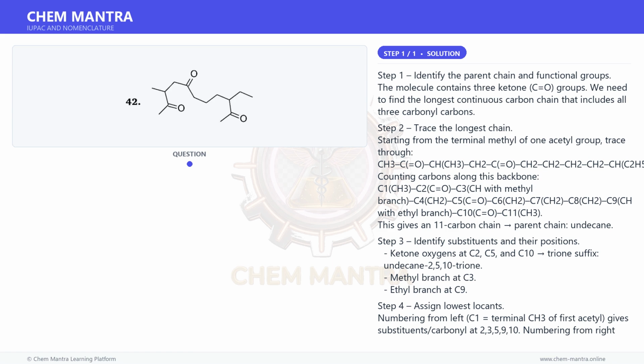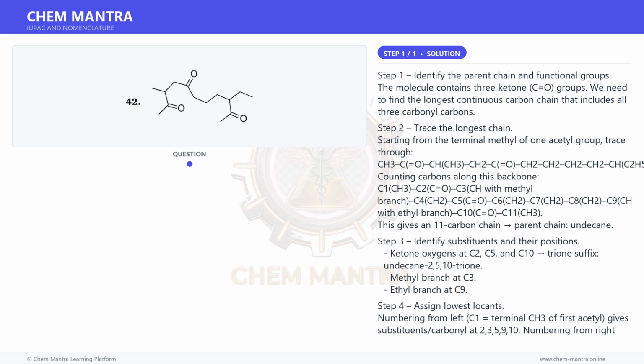Step 3. Identify substituents and their positions. Ketone oxygens at C2, C5 and C10, trione suffix, undecane-2,5,10-trione. Methyl branch at C3. Ethyl branch at C9.